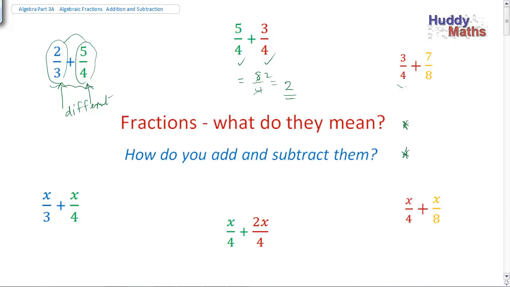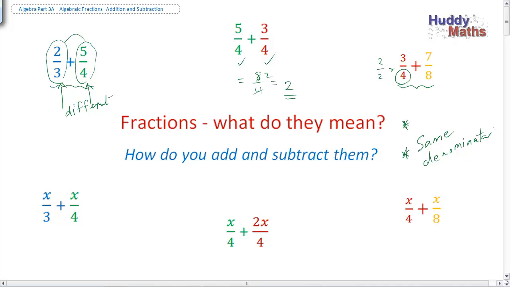What about this one? This one is 3/4 plus 7/8, but it's pretty easy to change this to 8s, isn't it? You could multiply top and bottom by 2 and get 6/8 plus 7/8. That would solve our problem because you'd have the same units. So a lot about adding and subtracting is we want the same units or the same denominator, bottom line in the fraction. Do you remember that stuff?